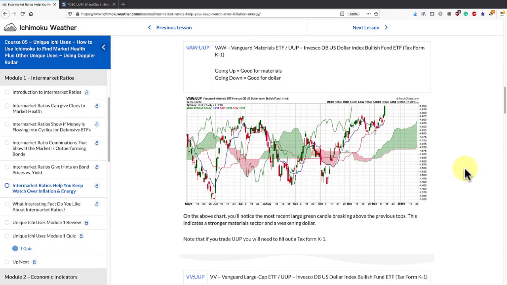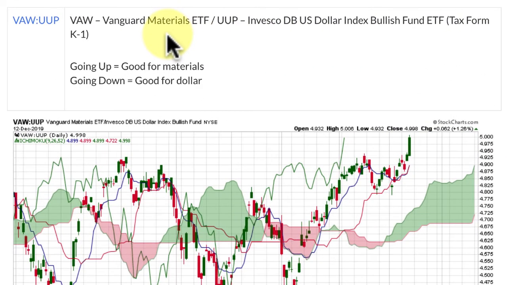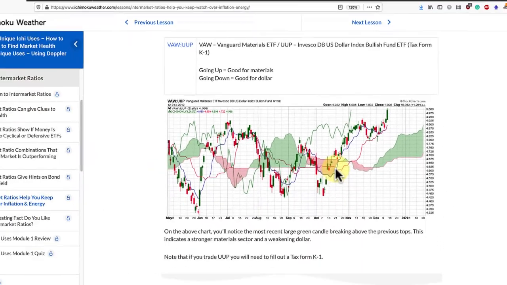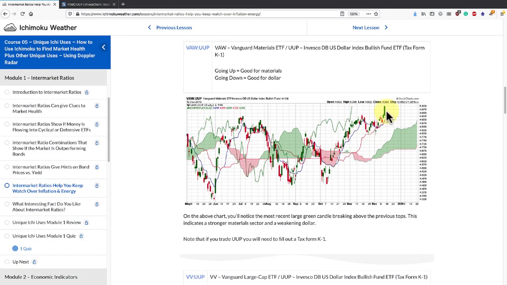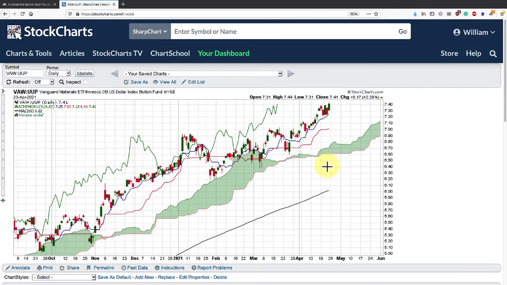The next chart in the lesson shows the difference between materials and the dollar. We're using the Vanguard Materials ETF, VAW, versus UUP. So in this particular ratio, we're showing that the materials have been going up and the dollar has been getting weaker. The same holds true in our current situation. The materials sector has been doing well, and it is going up here on this intermarket chart, showing that it is outperforming the US dollar. I do videos at the end of the month taking a look at the different sectors, and if you've watched those, you know that the materials sector has been doing well over the last few months.